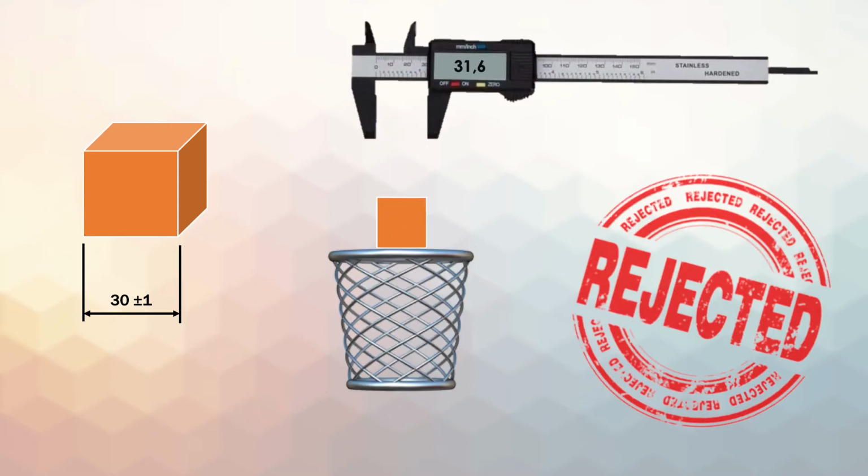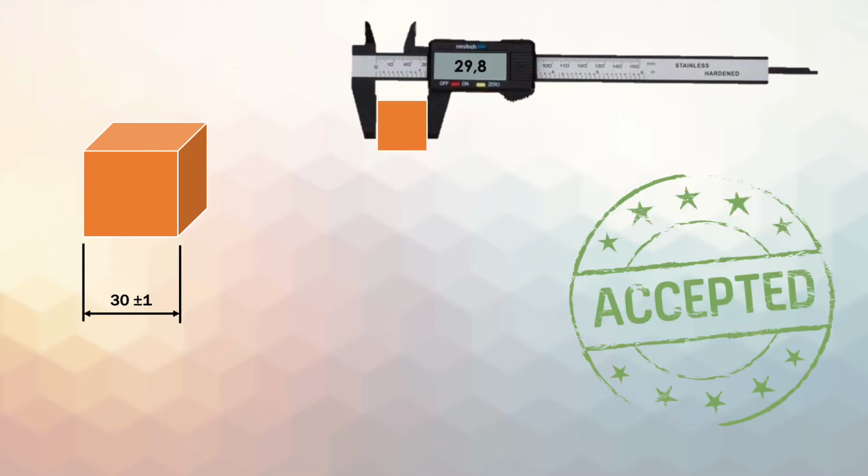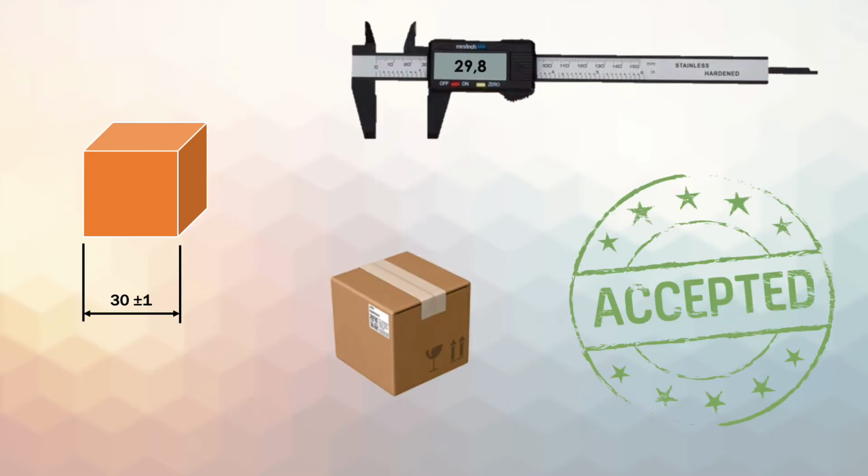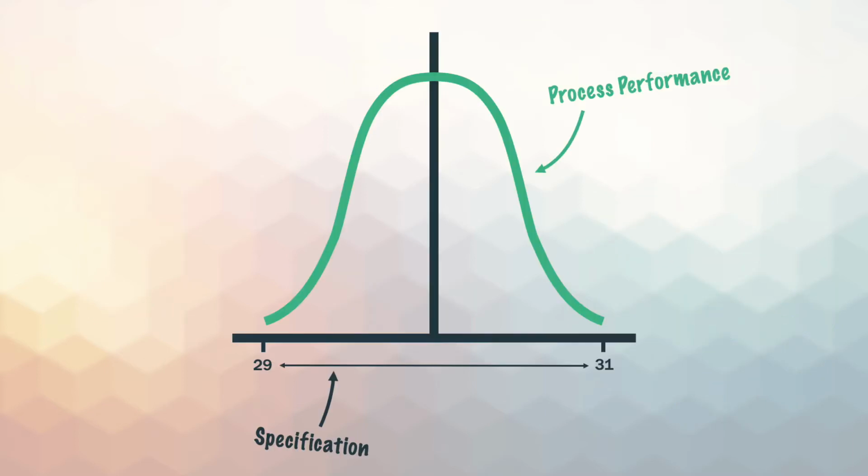For each individual measure, it is possible to determine whether it is in specification or not just by comparing it to the specification. However, what if we want to determine the performance of the overall process against the specification? This is what we mean by process capability.